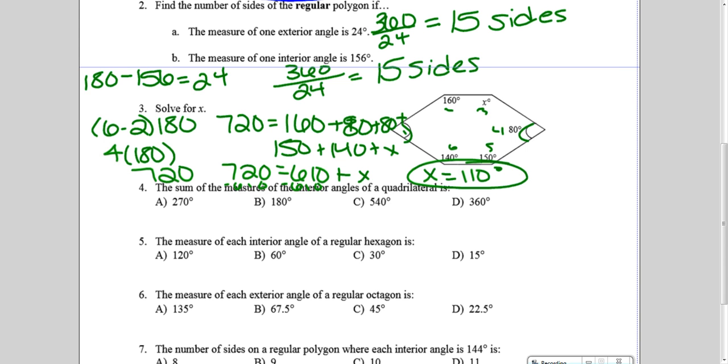So figure out what all my interior angles add up to first. Then I add up all those inside angles that I have and subtract from what it needs to add up to, to get my remaining one.